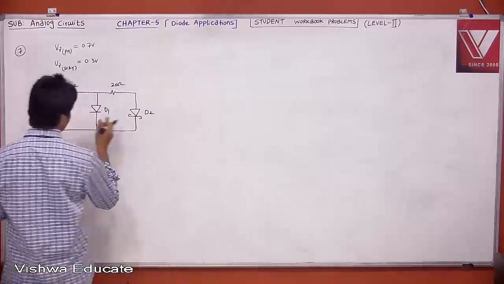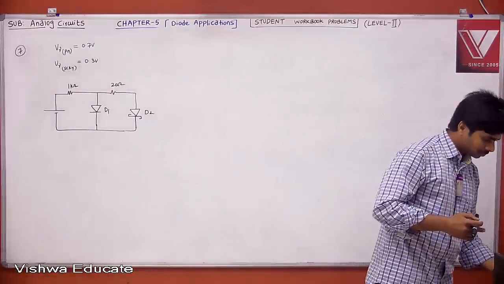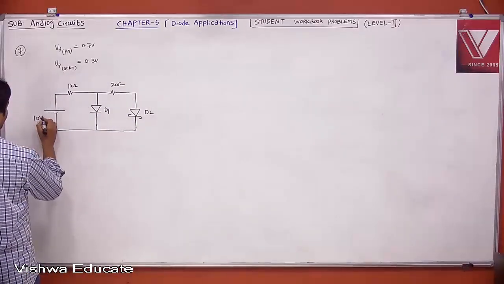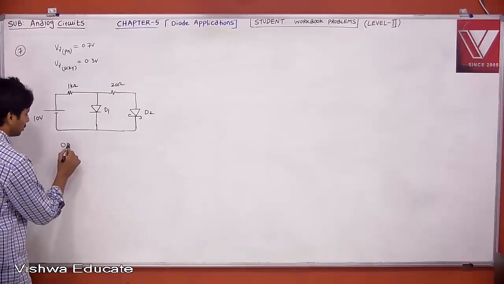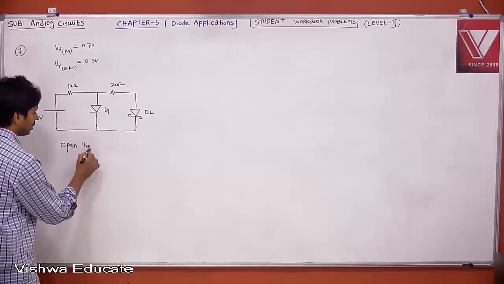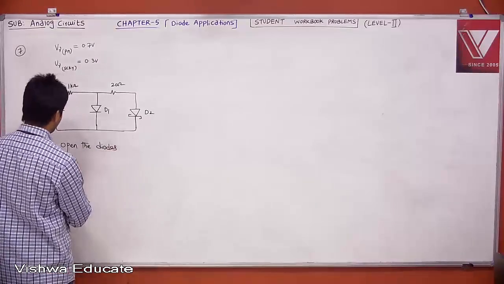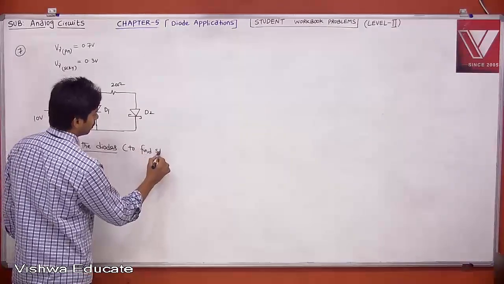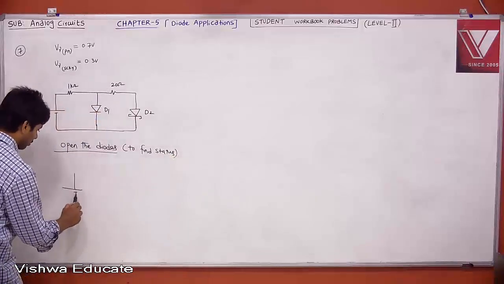Now it is asking for the status of diodes D1 and D2. The input voltage is 10 volts. Now the only problem is understanding the diode status. What is the technique? Open the diodes. Open the diodes D1 and D2 to find the status. That is the problem. To find the status, when you open, this is very important, you have to observe.